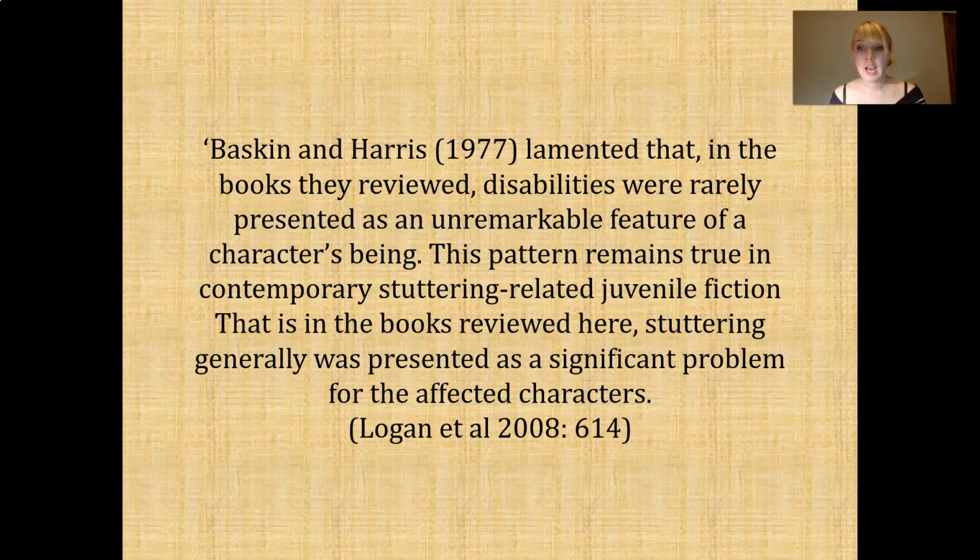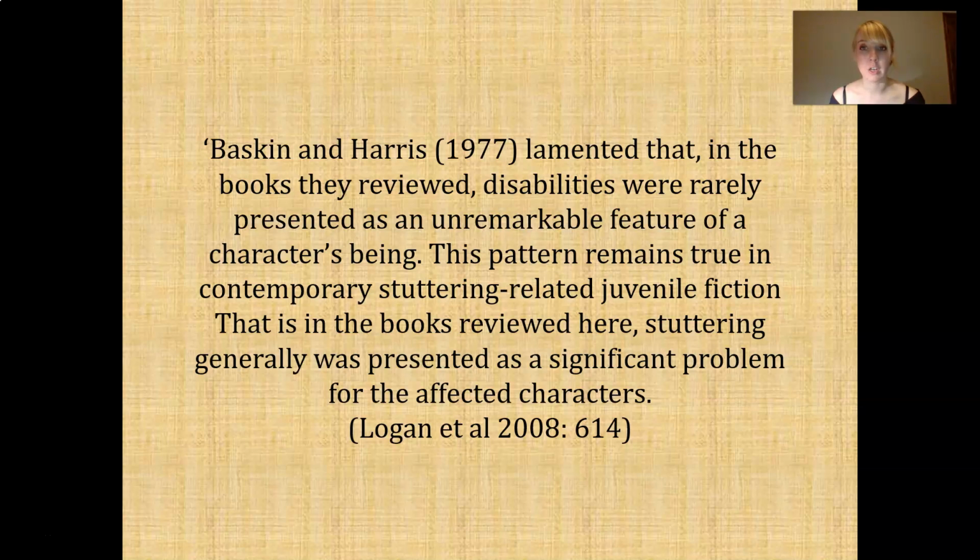But something which, as a result of this, is a communication disorder which is quite often represented in fiction, in both films and books, and something which has been commented upon in lots of research about the ways in which stutters and stammers are often used in quite problematic ways. And Baskin and Harris talk about this, and this is reflected in Logan et al., which is one of the options that you have for the reading this week if this is a topic that you're interested in, thinking in particular about YA or young adult fiction.